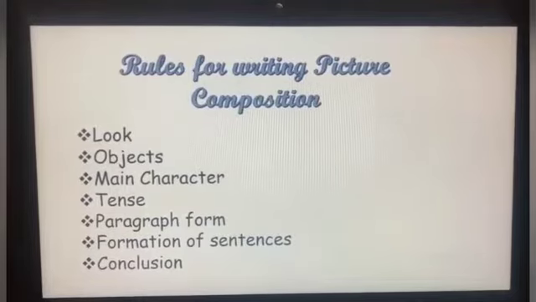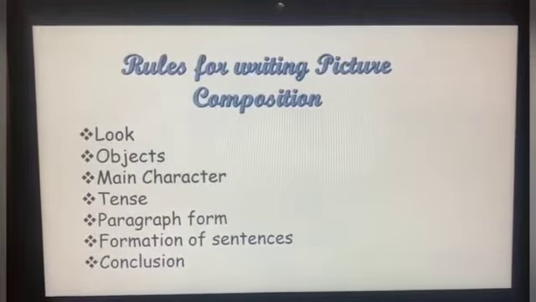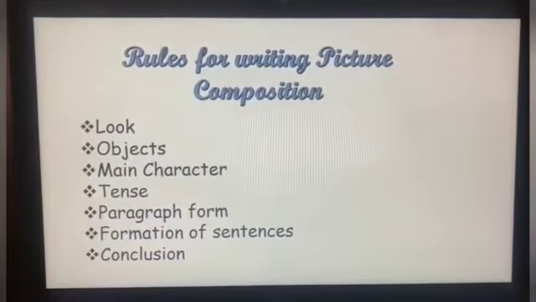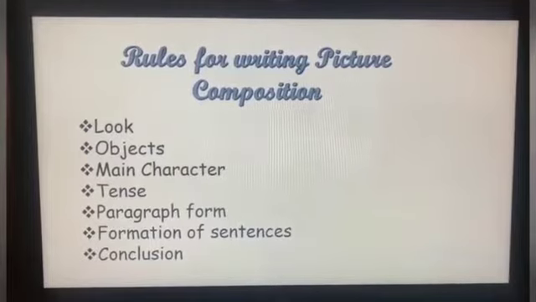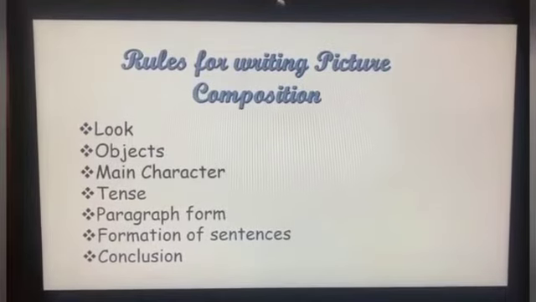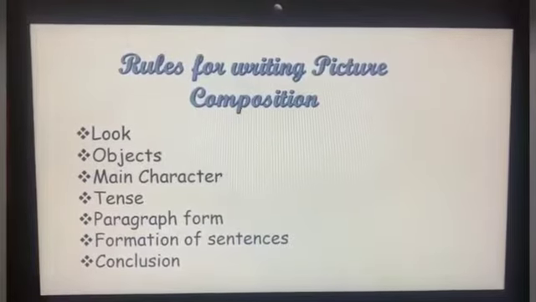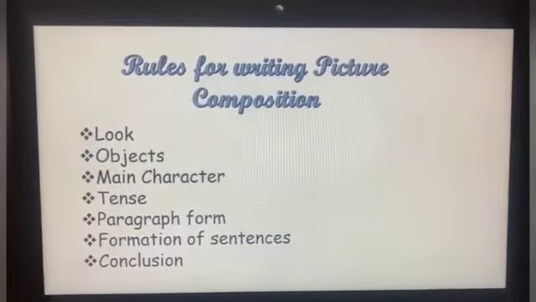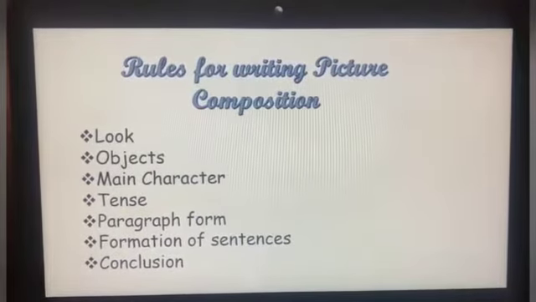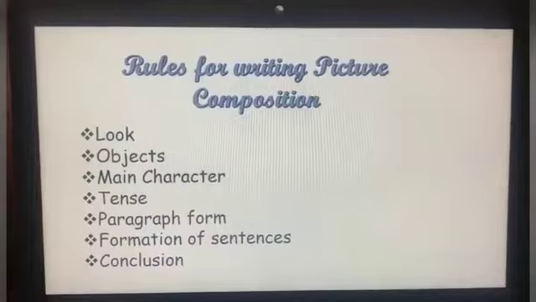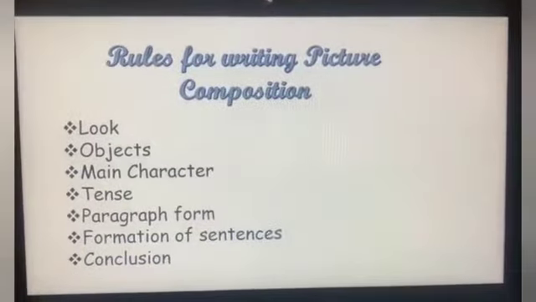Then the fourth rule is the tense. Whenever we are writing the picture composition, the tense you have to use is first the helping verb, that is is, am or are, plus ing words. For example, a bird is flying in the sky. A boy is playing with the ball.